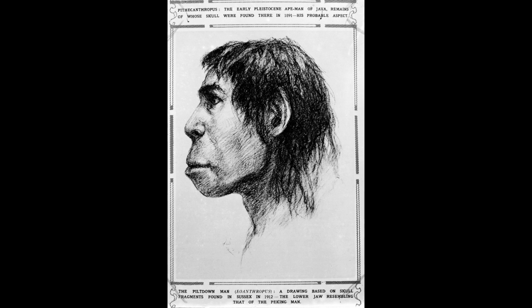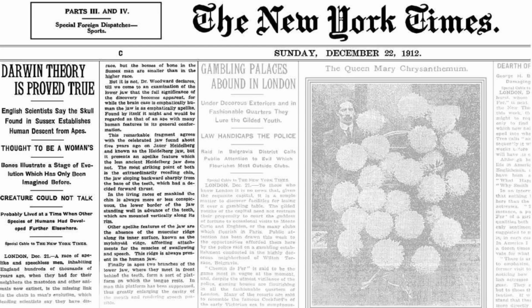Piltdown Man was 500,000 years old. Darwin's theory had been proved true, said the front page of the New York Times. Celebrations ensued. School textbooks were reprinted celebrating the discovery of Piltdown Man. But unfortunately, it was later discovered that Piltdown Man was just a deliberate hoax done by piecing together human and ape skeletal remains.